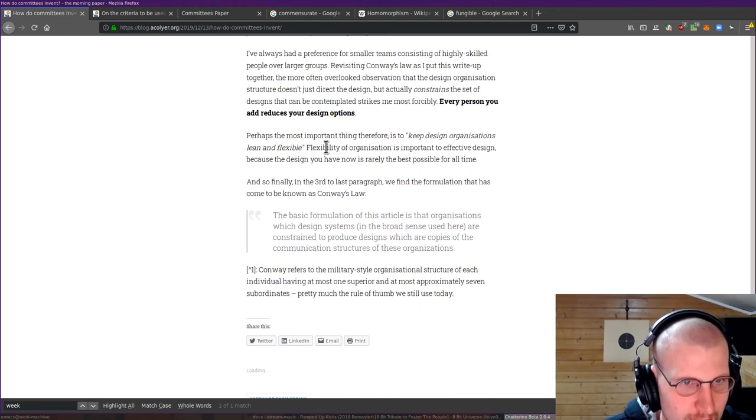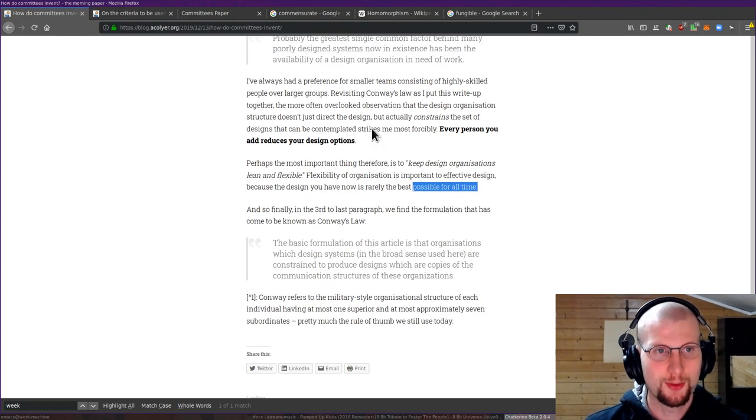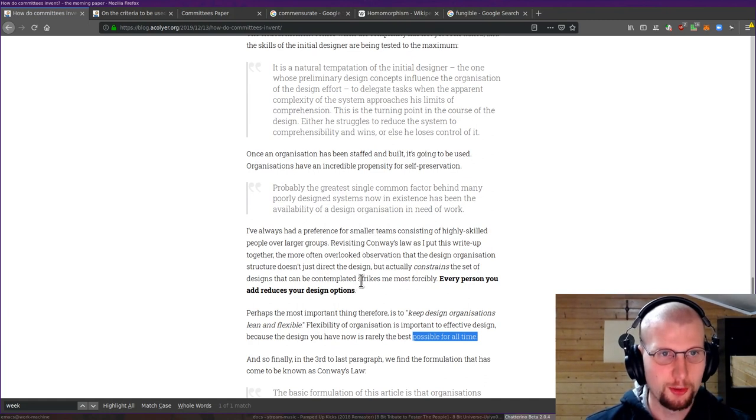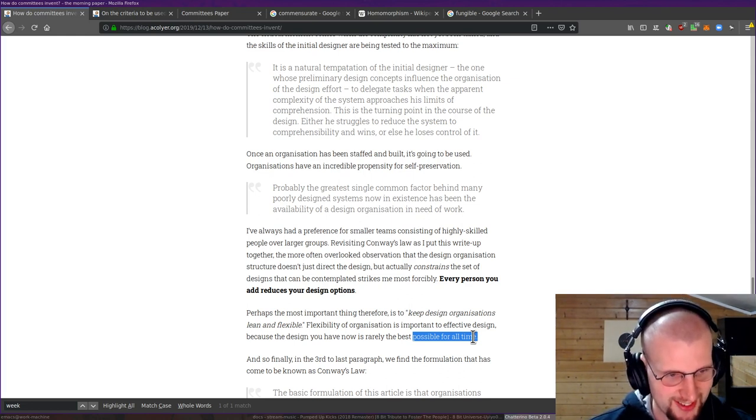Perhaps the most important thing, therefore, is to keep the design lean and flexible. Flexibility of organization is important to effective design, because the design you have is not the best possibility for all time. And finally, one thing I want to say about those team sizes is this is also why a company like Google won't innovate. They have so many people to coordinate with. It's just hard to do for them.